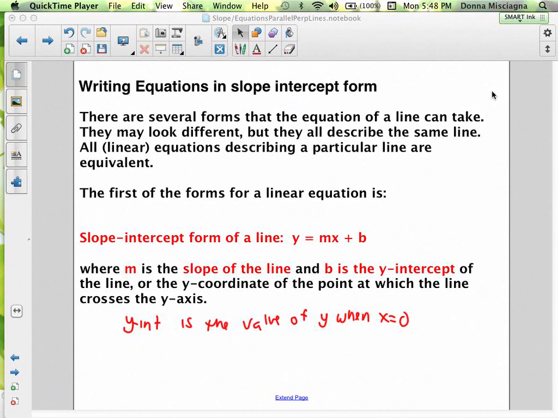slope-intercept form. Right? So slope-intercept form of a line, y equals mx plus b, where m is the slope of the line and b is the y-intercept of the line, or the y-coordinate of the point at which the line crosses the y-axis, excuse me. The y-intercept is the value of y when x is 0.